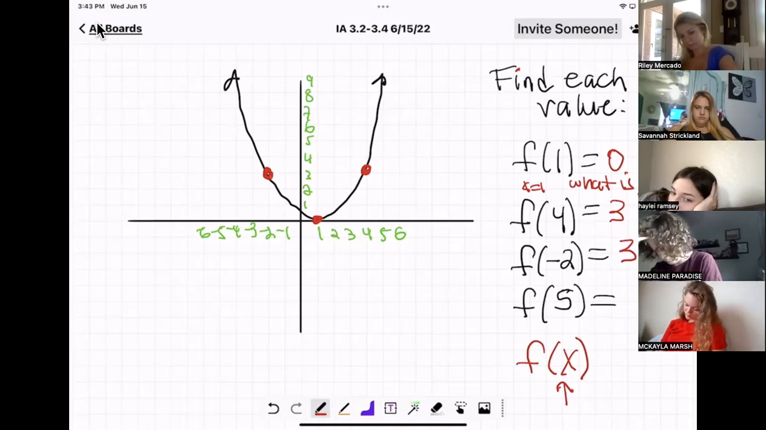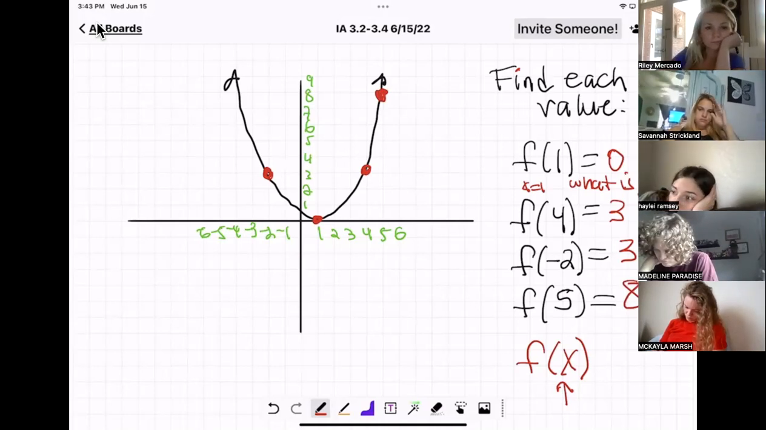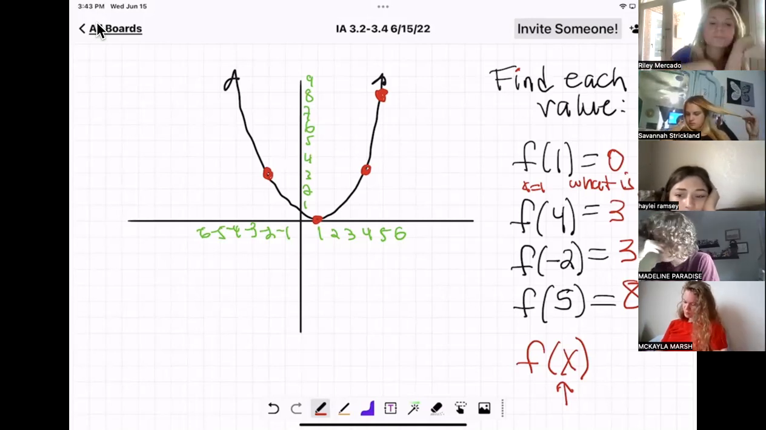And the last one, F of 5. So when X is 5, what is Y? So at 5, I'm going to go up and I got 8. And that's how you do it when you don't have an equation, they just give you a graph. It means the same thing. If I plug in 1 to the graph, where's X equals 1, you'll get what Y out.